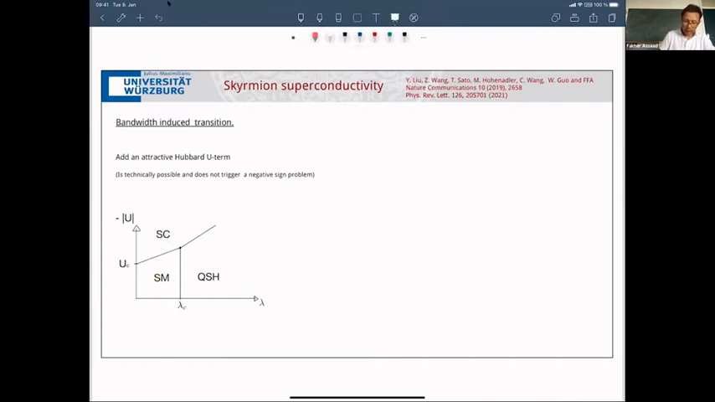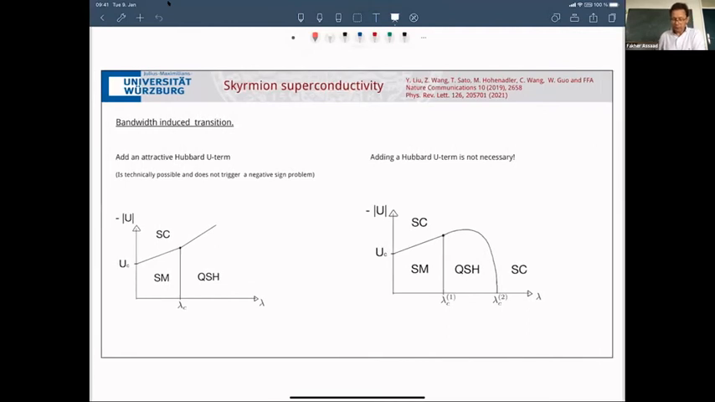semi-metal to quantum spin Hall here. And along this line here, we would have the desired transition, a direct transition from the superconductor to the quantum spin Hall. It turns out that we don't have to do this for our model, and that the phase diagram looks more like this, right? If you just stay along this axis as a function of lambda, then you go from semi-metal, you have an island of quantum spin Hall, and then you go back to the superconductor.